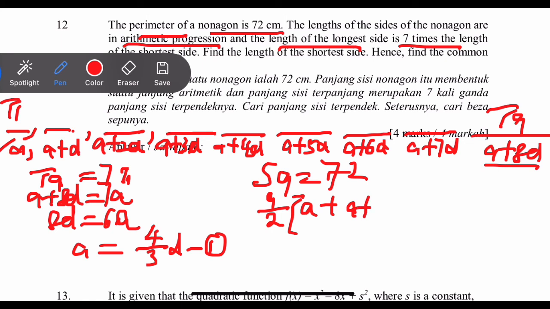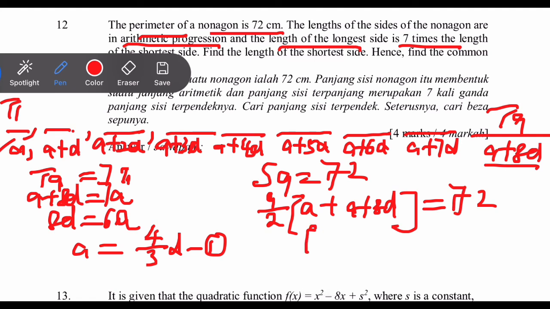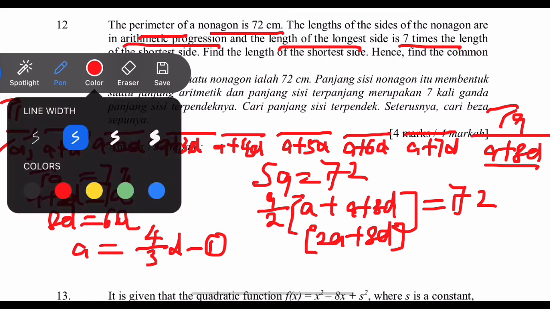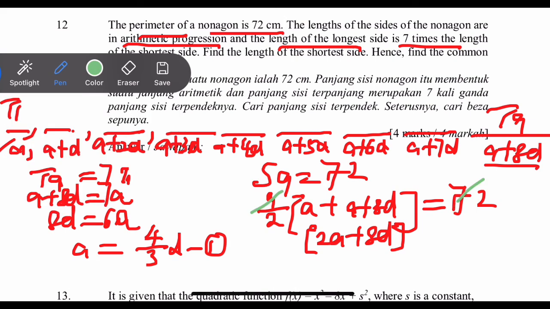So S9 is 9 over 2. I'm going to use first term plus last term, okay? Because I have the first term is a, the last term is a plus 8d. You can use Sn equals n over 2 times (2a plus (n minus 1)d) also, but I think this is simpler. If you have the first term and the last term, you can always use this formula. So you simplify, you will get the equation in terms of a and d. Alright, so this is equation number 2.